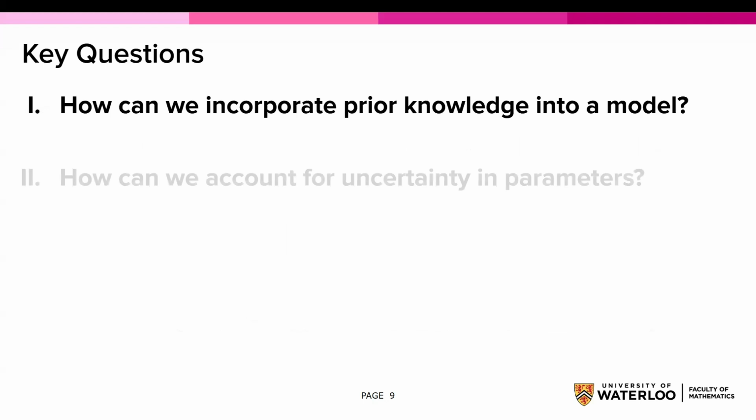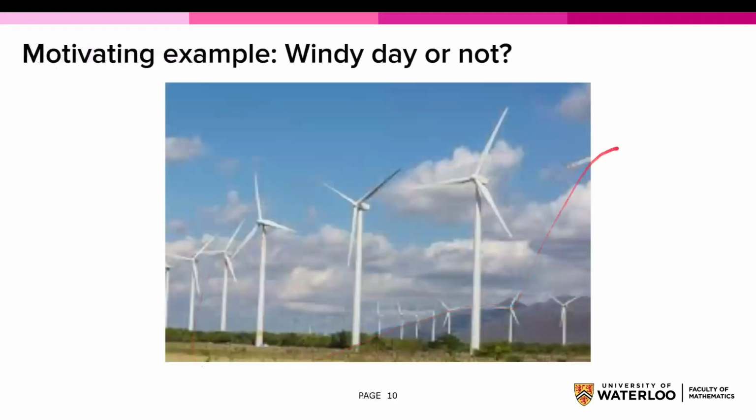All right, so getting on to that first question, how can we actually incorporate prior knowledge into a model? So let's start with a motivating example. Suppose you're a data scientist working for a wind energy company, and your job is to figure out the likelihood that a given day in October is going to be windy. And for the sake of argument, let's say that windy is defined as having an average wind speed over a 24-hour period of 25 kilometers per hour or greater.